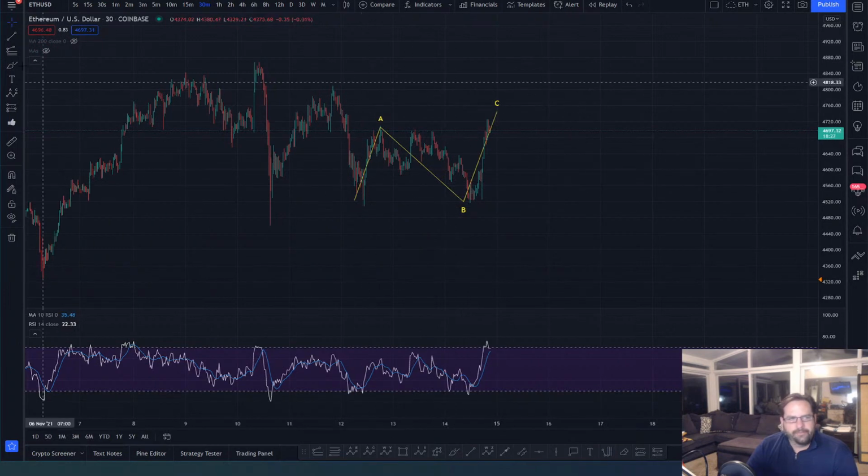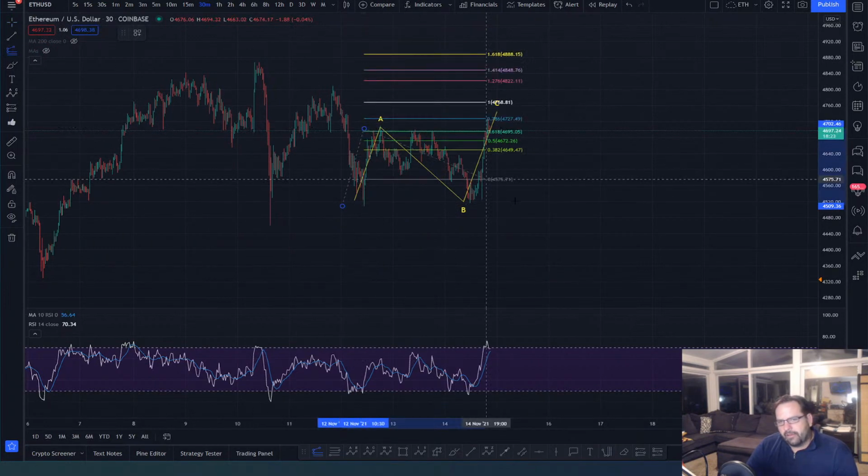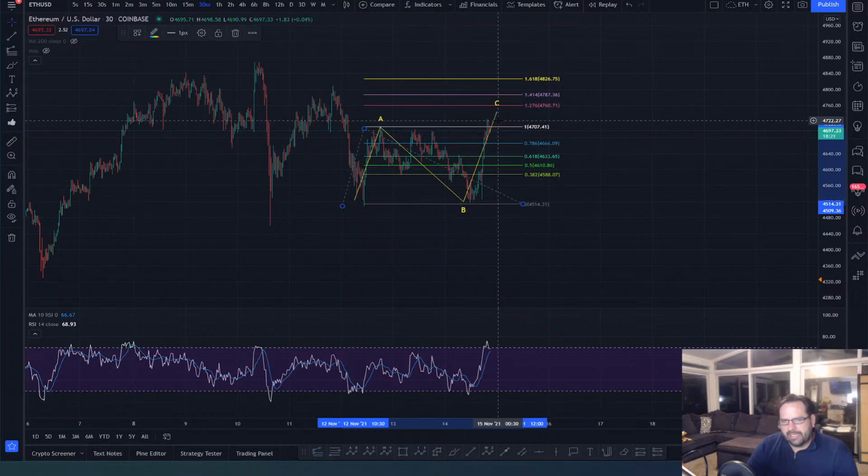I want to see this thing finish. It has already hit the 1-to-1 extension, but I think it's going to go a little higher based on the wave count that I'm seeing here. Probably up here to the 127 or the 1414. Now it's probably got a flag out here for a 4th wave and then go up for a 5th.